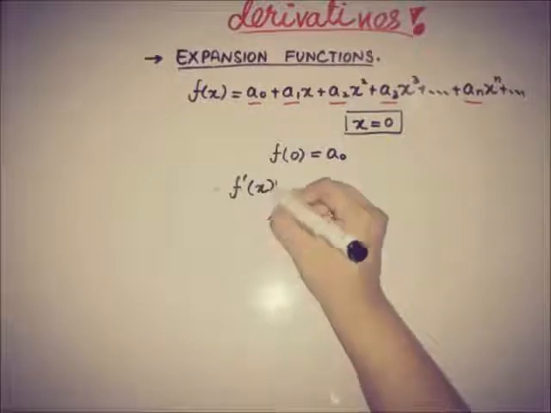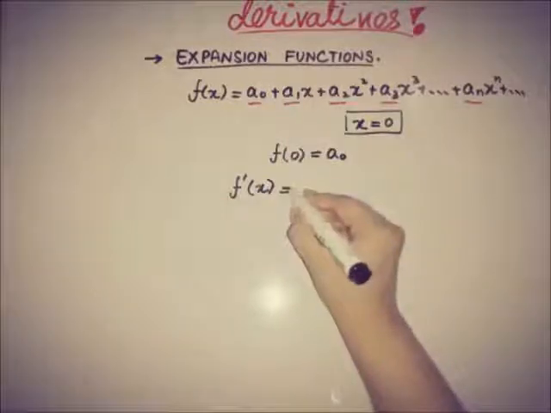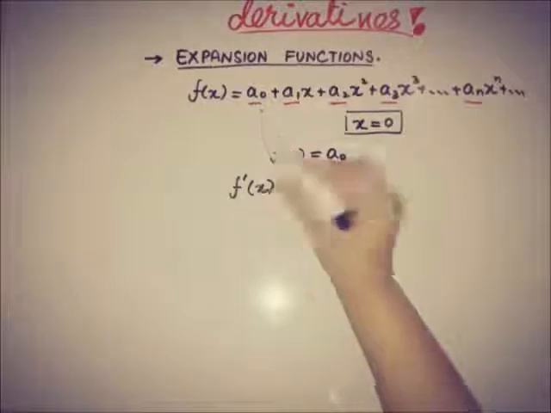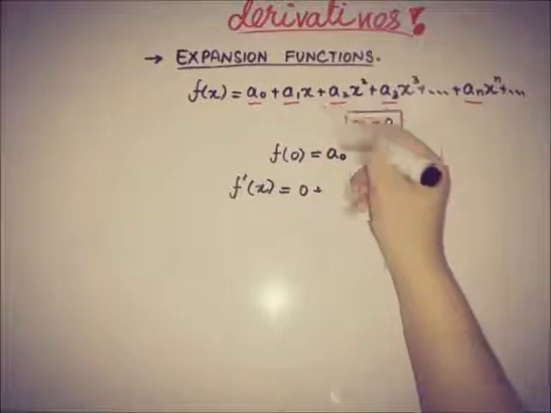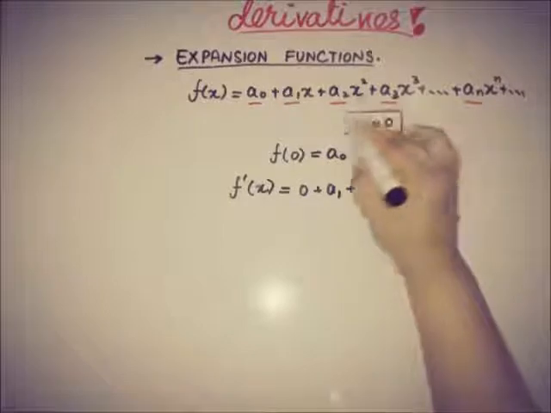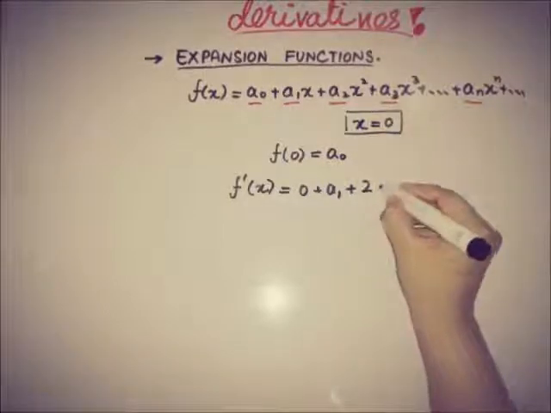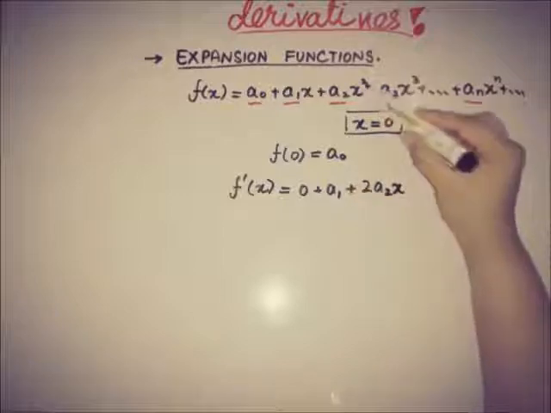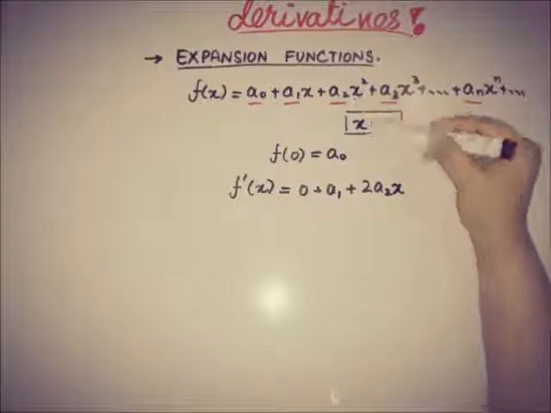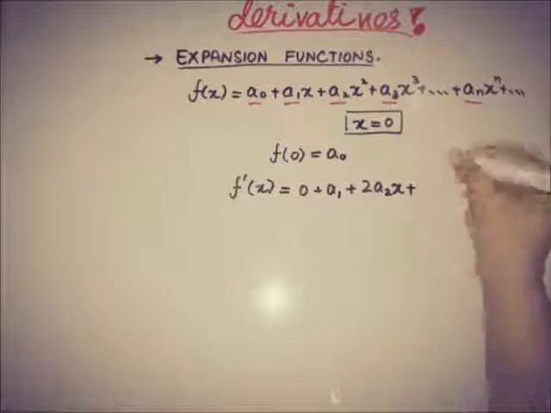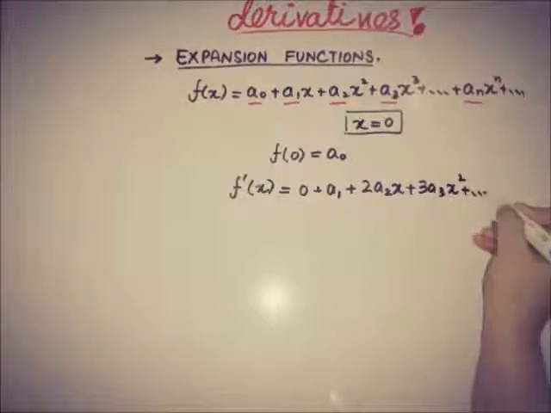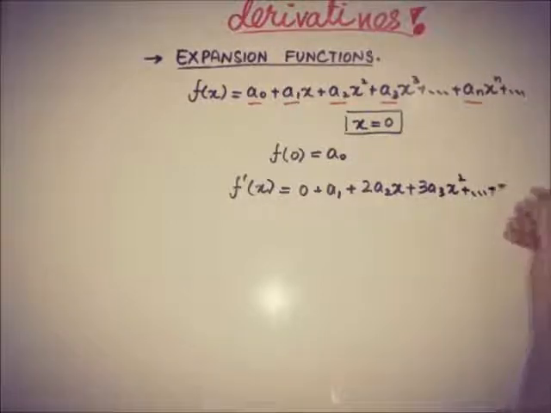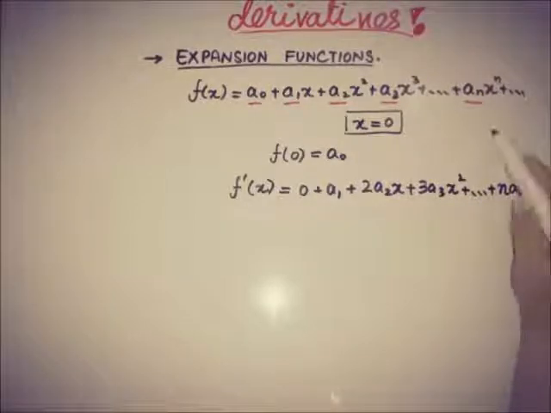If I take the first derivative of this expansion, the derivative of a0, that is a constant, is 0. Then the derivative of a1x, where a1 is a constant and dx by dx is 1, will be a1. And then the derivative of a2x squared will be 2a2x, because of the power rule: 2 comes down, and there is a decrease in the power, 2 minus 1. And then the derivative of a3x cubed will be 3a3x squared and so on. And then for the nth term, the derivative will be n an x to the power n minus 1.